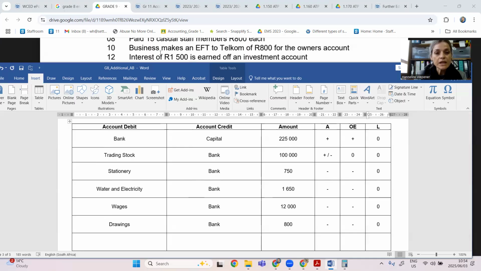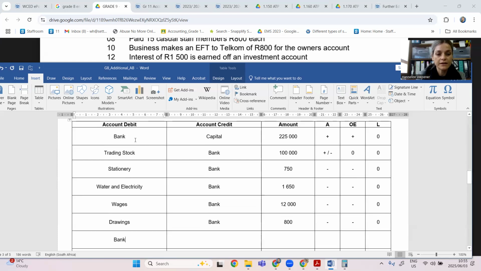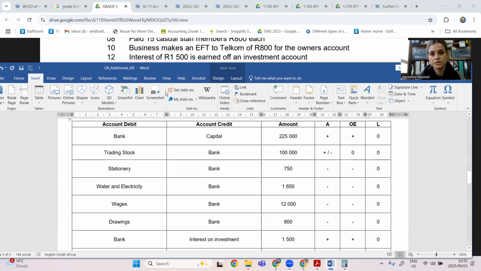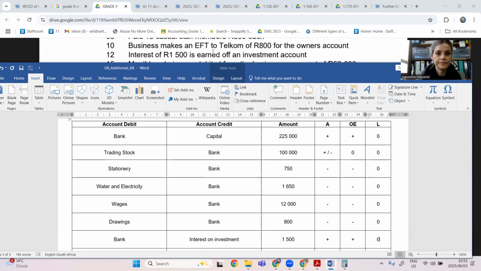Next up, interest of 1,500 Rand is earned on our investment account. So in other words, we received interest on our investments. So we have more money in our bank account. So we're going to debit bank, and we are going to credit interest on investment. And the amount that we received is 1,500. So I have more assets, more money, more bank, and I have more income because I received interest. So no liabilities affected there.